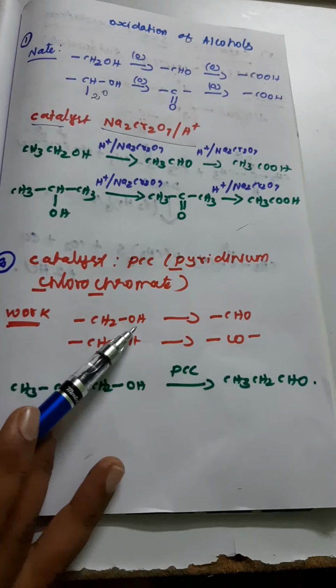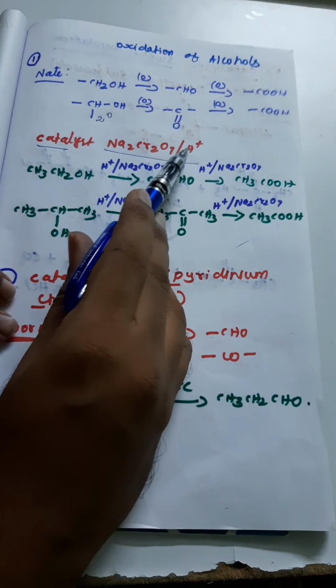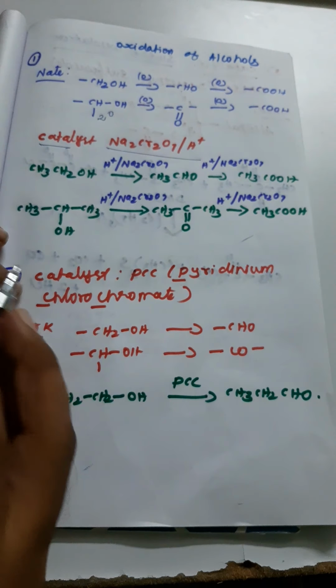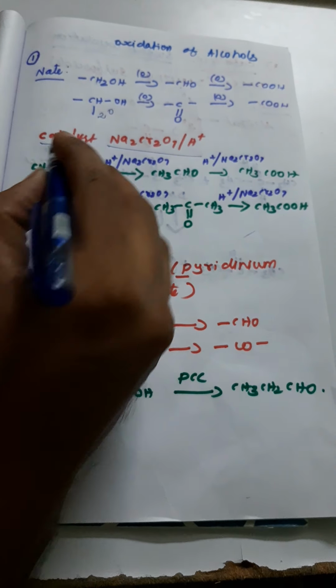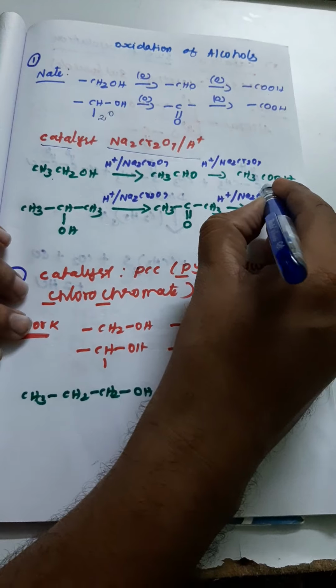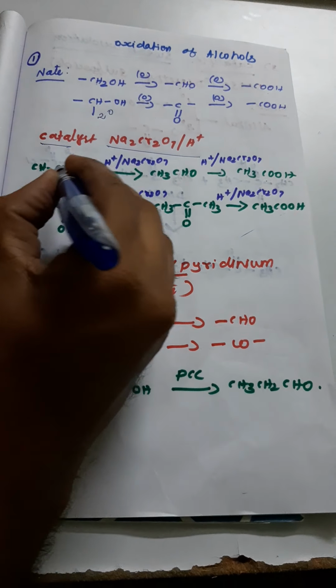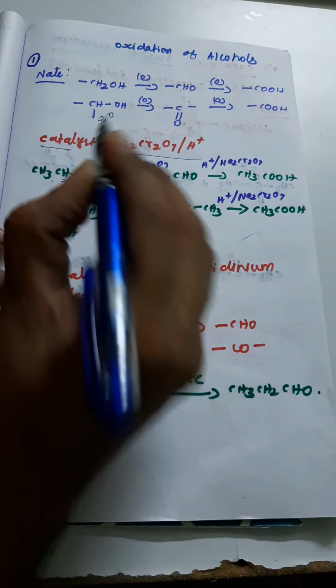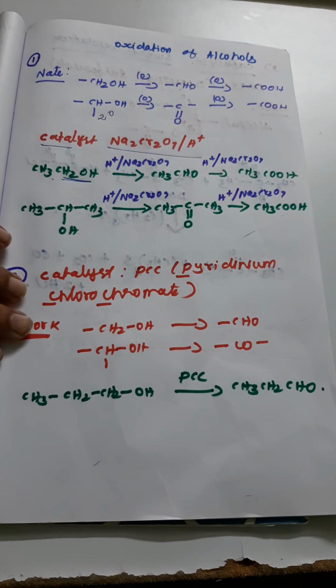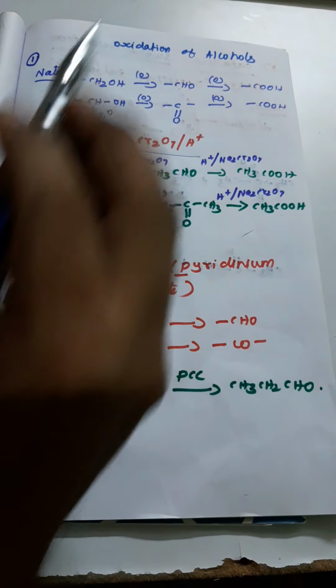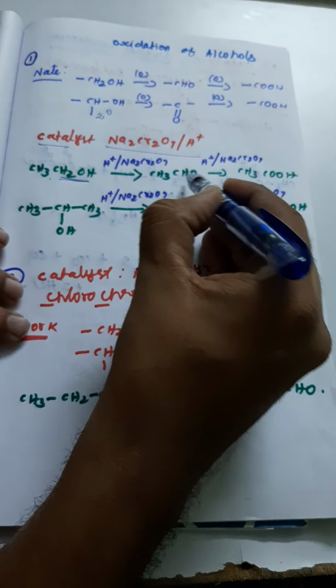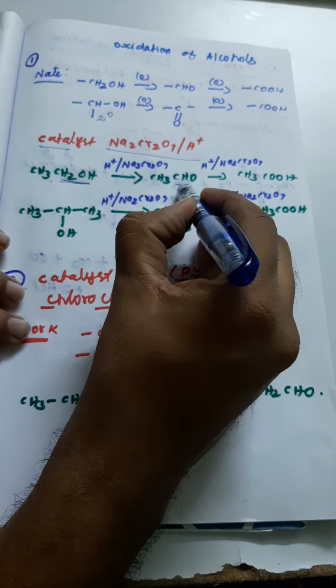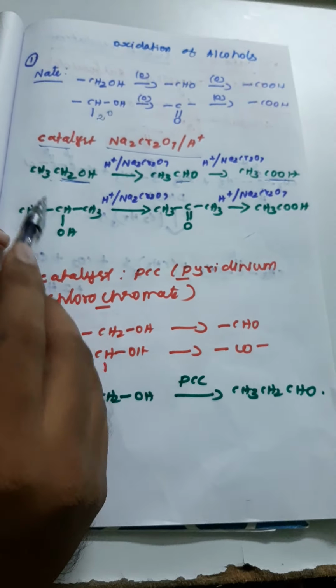Now the acidified sodium dichromate, this is acidified sodium dichromate, oxidizes the primary alcohol to ethanoic acid. Okay, here the main important thing is the CH2OH group. The CH2OH group, as per this rule, is first converted to aldehyde and is further oxidized to COOH.